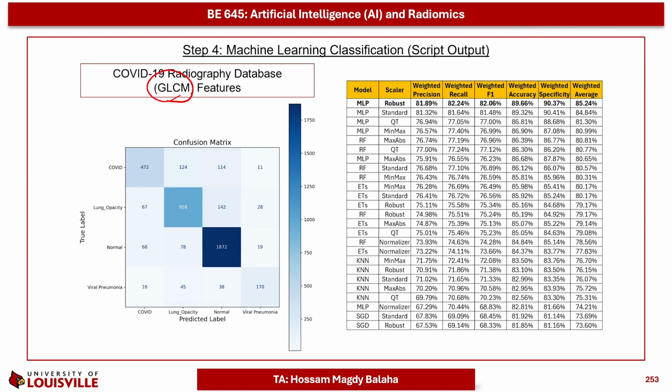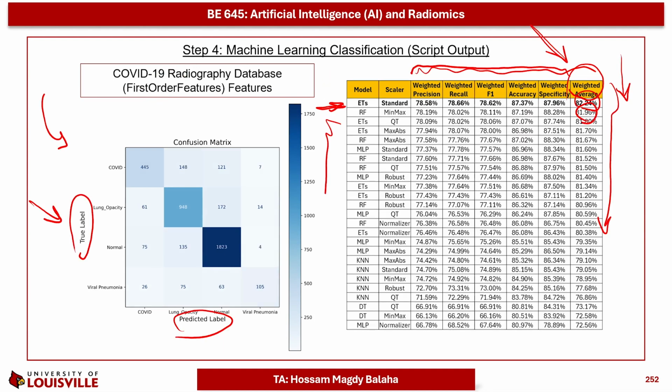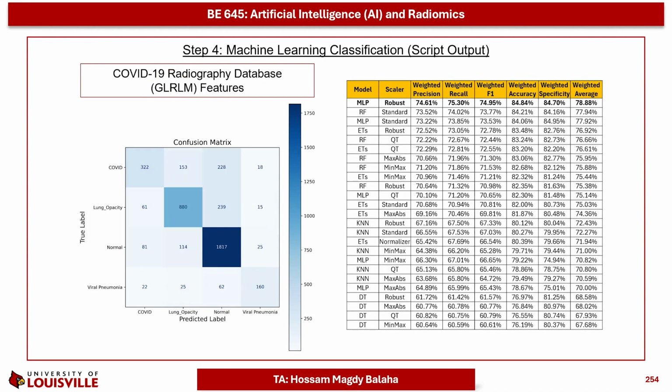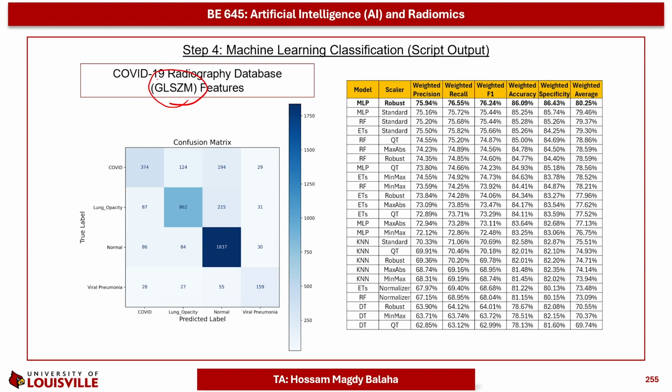What about the GLCM? GLCM reported that the multi-layer perceptron with the robust scalar reported 85.24, which is higher than the first order features. This means that using robust with MLP is able to discriminate better between the different categories. But when we apply GLRLM, the performance dropped compared to the GLCM and first order. It reported 78.88. And for GLSCM, it reported 80.25, also for the MLP and robust scalar.